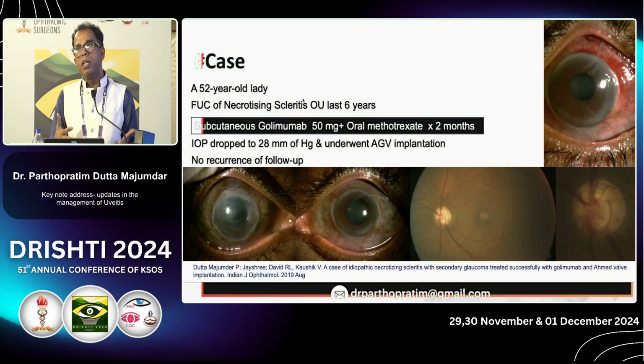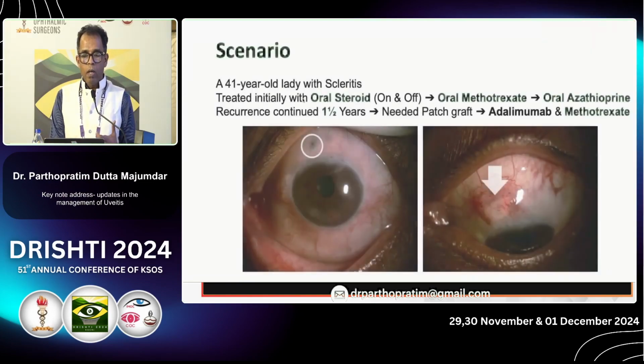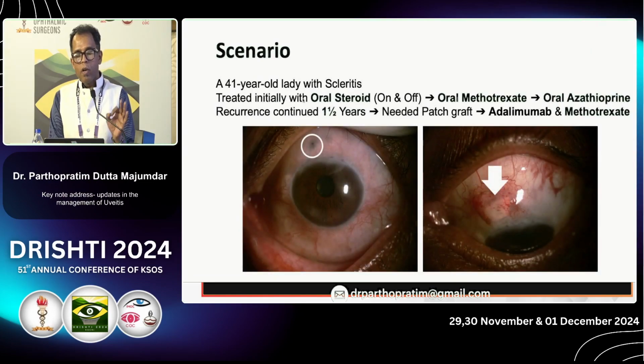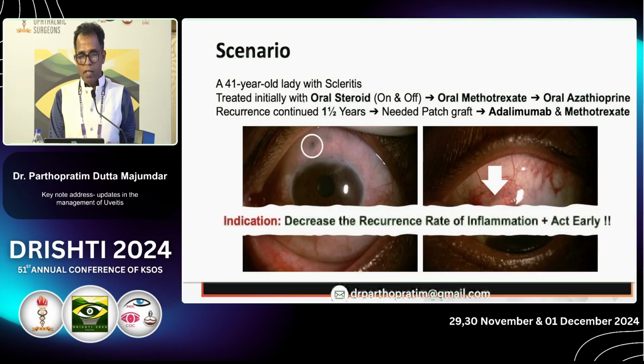In such a scenario, where the disease is not responding to any other modalities of treatment, these agents can be helpful. Now another scenario you see here: oral steroid and oral methotrexate were used, and this scleritis patient kept getting recurrences, and there was almost perforation. In this perforation with active scleritis, you need to control the scleritis first, and only then go for a patch graft. So biologics can be a very useful alternative in this scenario. They decrease the recurrence rate of inflammation.